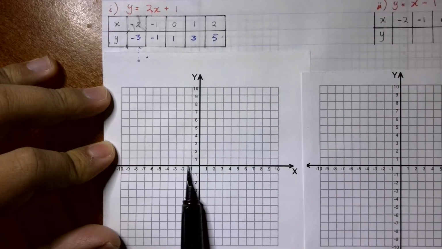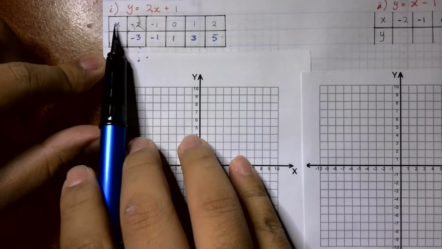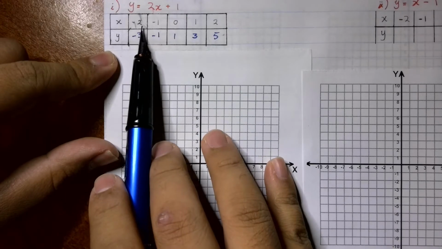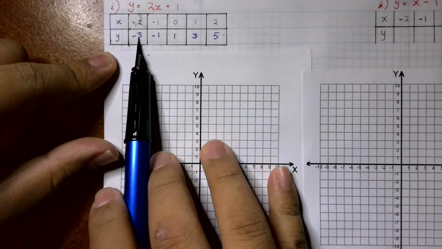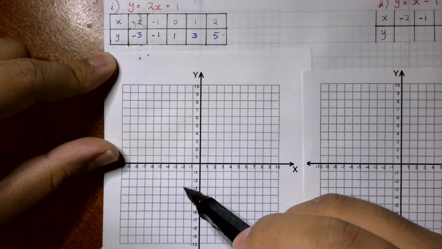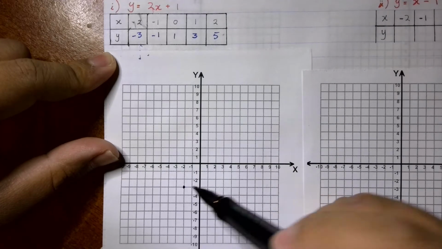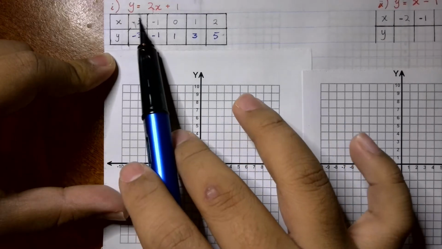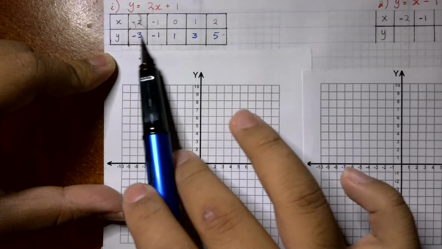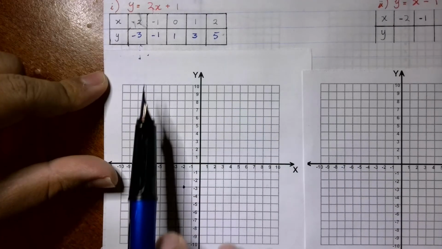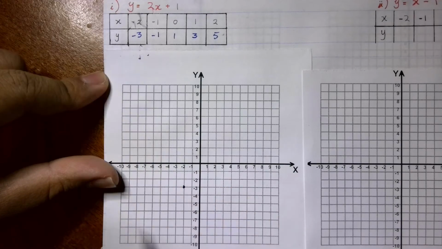So we're going to move to negative 2 first, because remember the x-axis is the left and right. So this one is negative 2, negative 3. We need to put a point or a dot right about there. And this point represents this first pair of boxes.